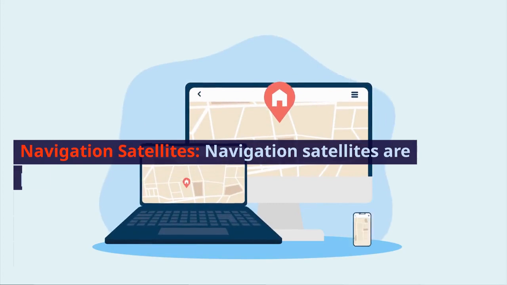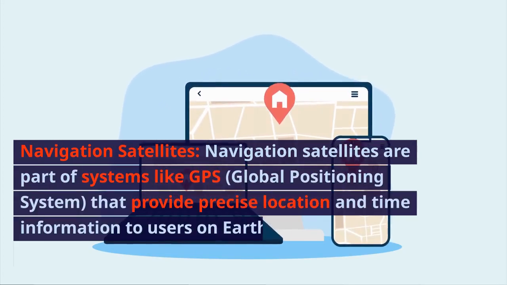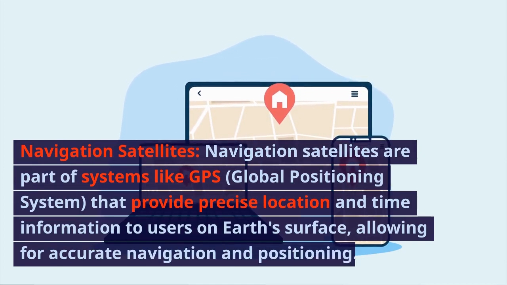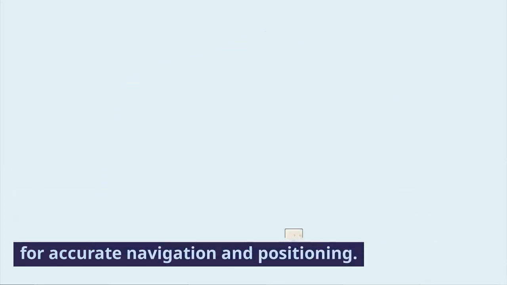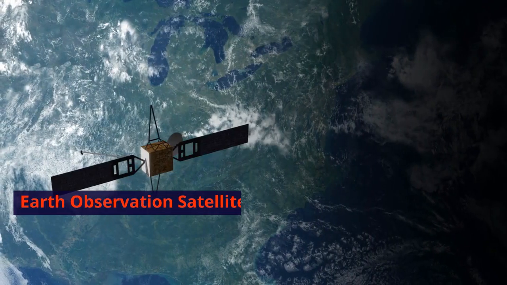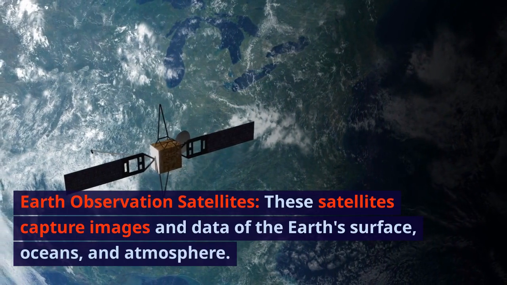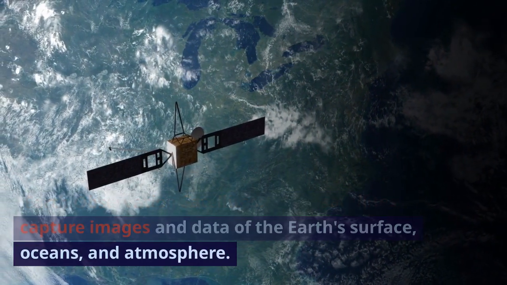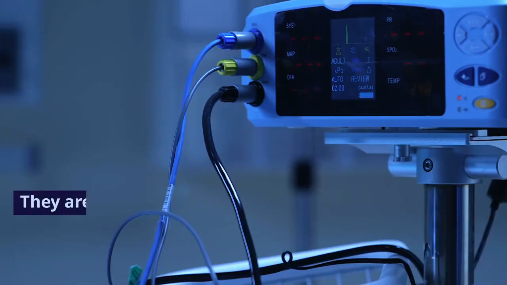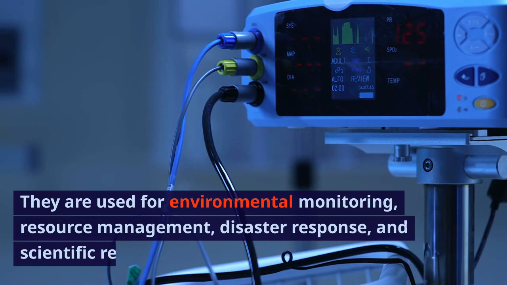Navigation satellites. Navigation satellites are part of systems like GPS, Global Positioning System, that provide precise location and time information to users on Earth's surface, allowing for accurate navigation and positioning. Earth observation satellites. These satellites capture images and data of the Earth's surface, oceans, and atmosphere. They are used for environmental monitoring, resource management, disaster response, and scientific research.